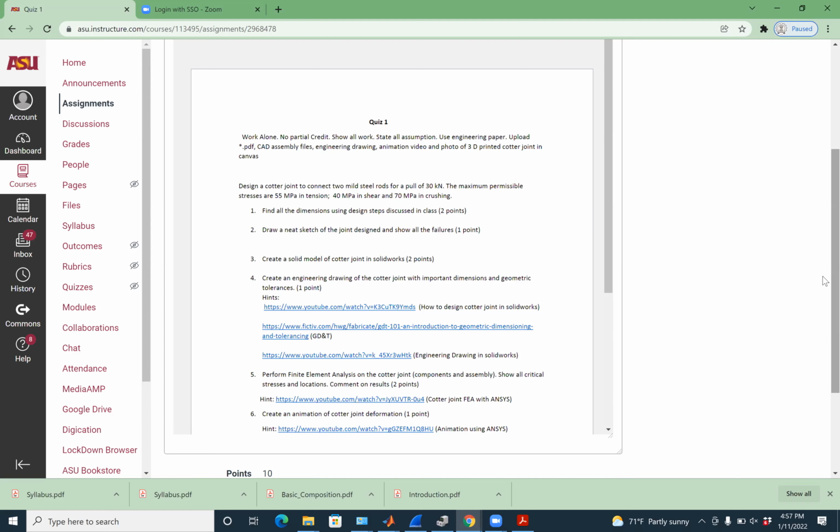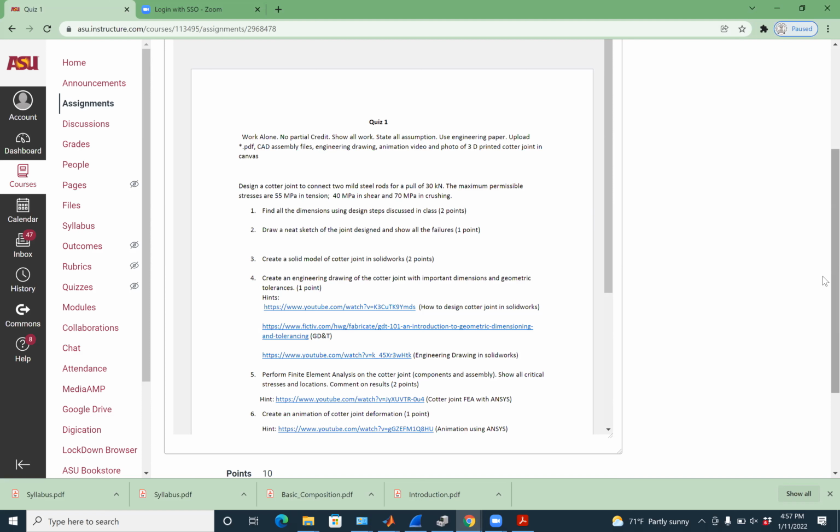Then create an engineering drawing of the quarter joint. Now, what is an engineering drawing? If you go online, there are some resources on how to create an engineering drawing. Basically from SolidWorks, you can create an engineering drawing, and that engineering drawing is sent to the production facility to create that quarter joint, to machine that quarter joint. And then here are some hints, some YouTube videos where they show you step by step how to create a quarter joint in SolidWorks.